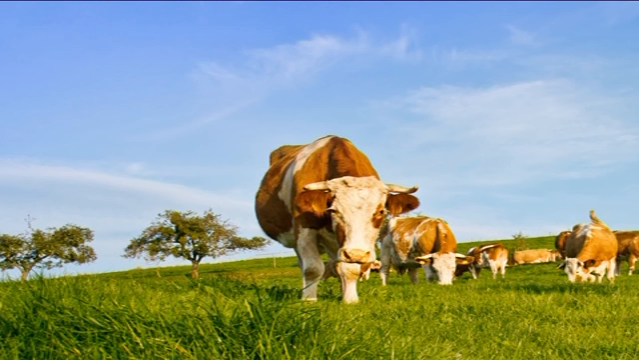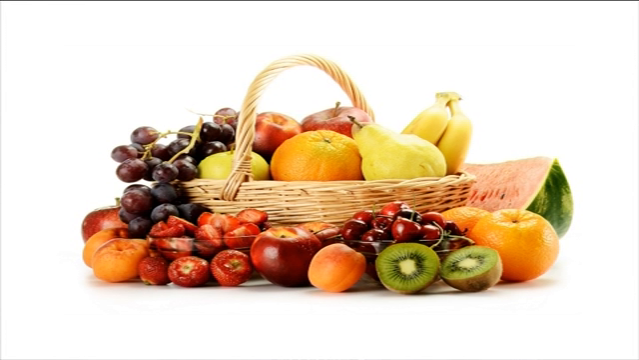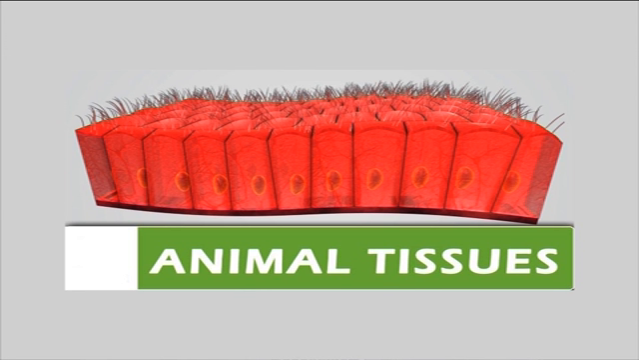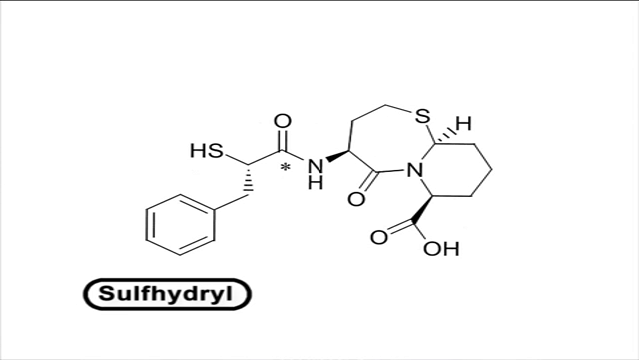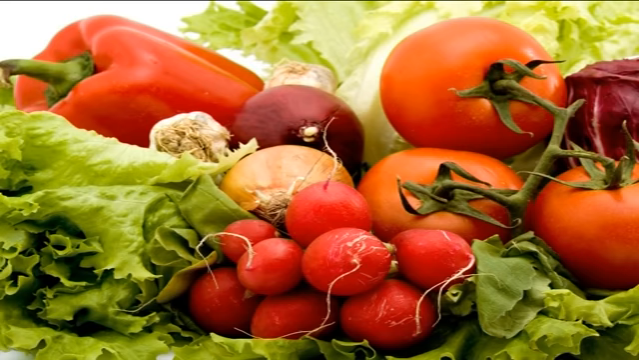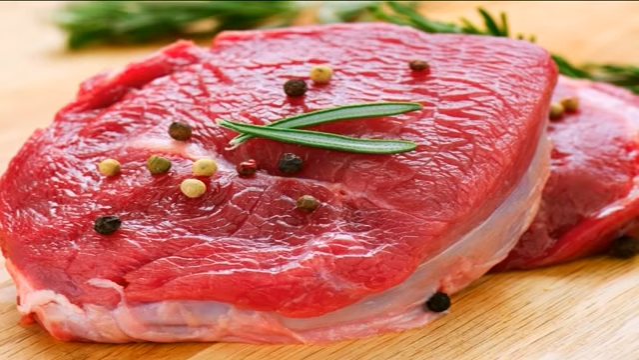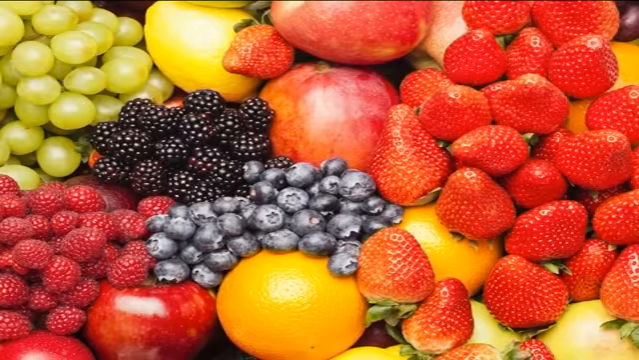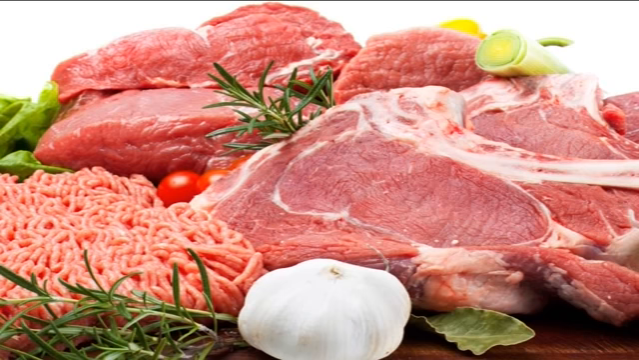Most fresh plant and animal foods have low redox potential because of reducing substrates present in them. Fresh vegetables and fruits contain reduced substances such as ascorbic acid and reducing sugars, and animal tissues have sulfhydryl, that is SH, groups and other reducing group compounds considered as antioxidants. Fresh vegetables, fruits, and meat support growth of aerobic microorganisms at their surfaces because of positive redox potential. However, anaerobic microorganisms grow in the inner part of vegetables, fruits, and meat because of negative redox potential.